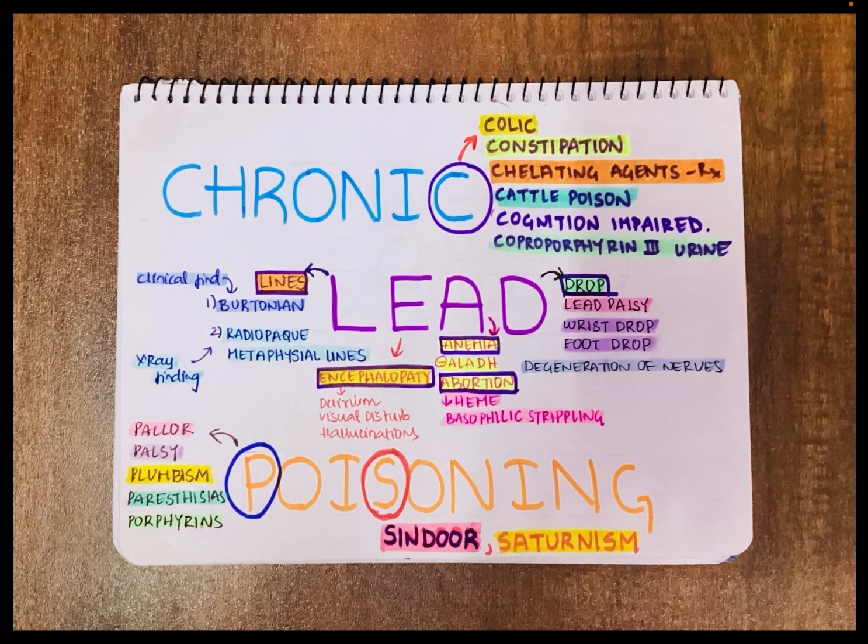A stands for abortion. And D stands for drop: wrist drop, foot drop, lead palsy, degeneration of nerves. P stands for pallor. It is the earliest and the most consistent sign. Palsy again, which causes this foot drop and the wrist drop. Plumbism, paresthesias, porphyrins. S stands for sindoor. It is important to remember sindoor has lead tetraoxide. And other S stands for saturnism. So this is about it.